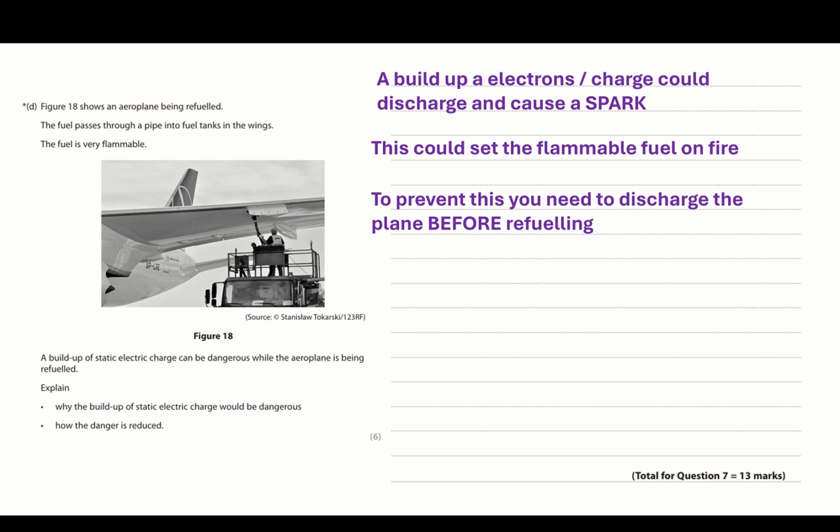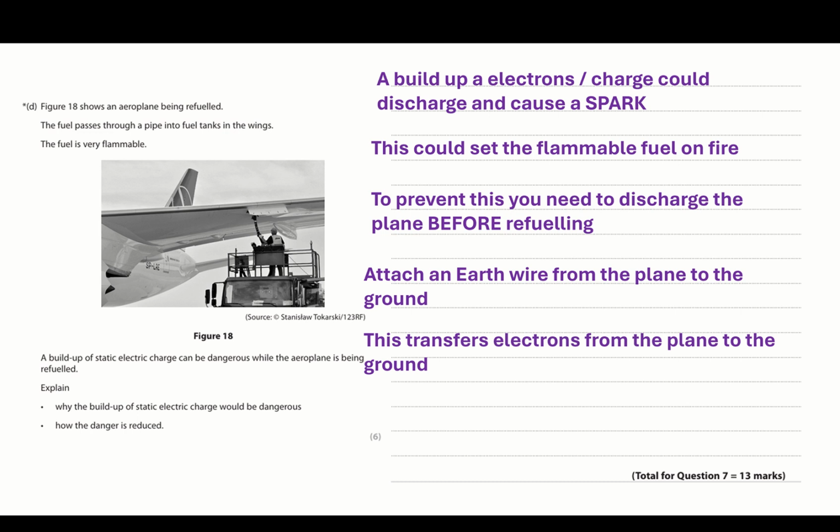To prevent this, you need to discharge the plane before refueling. Now we're going to talk about having a conductor that will take the electrons to the ground. So we can attach an earth wire from the plane to the ground. This transfers electrons from the plane to the ground. The plane now has no potential difference, so no risk of a spark. So that's your model answer for 6, and that's quite a nice one for a 6 marker.